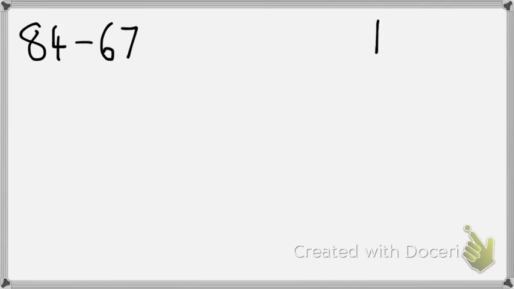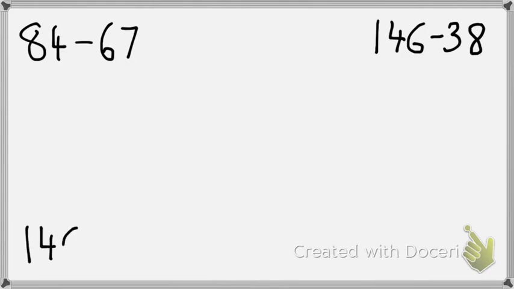Now we'll go a bit harder. Let's go 146 take away 38. Then we'll go even harder again. We'll go 146 again. But this time we're going to take away 67. That's going to be tricky because it not only crosses the tens in the ones column, but also in the tens column. So that's gonna be fun for you. Have fun with that. And then I'll give you a really hard one to end.